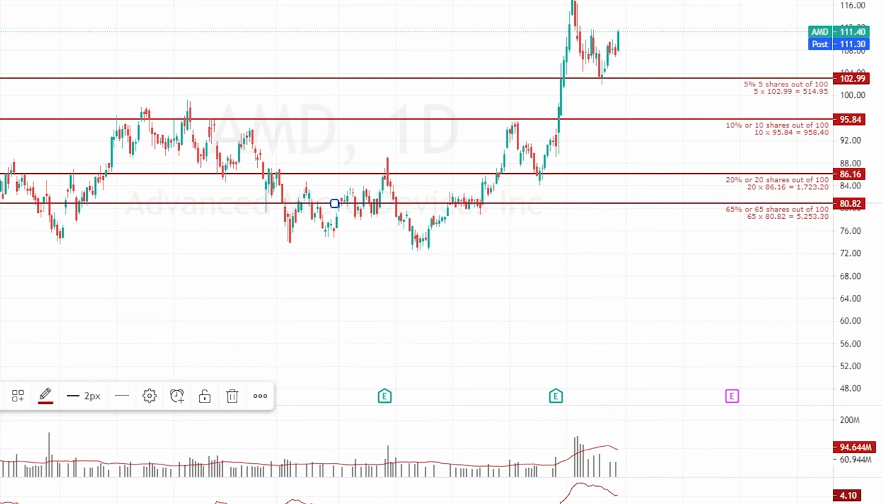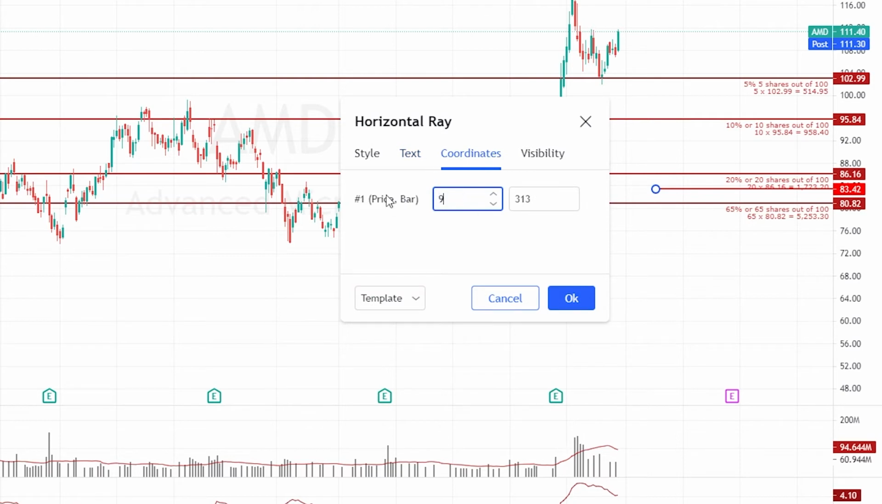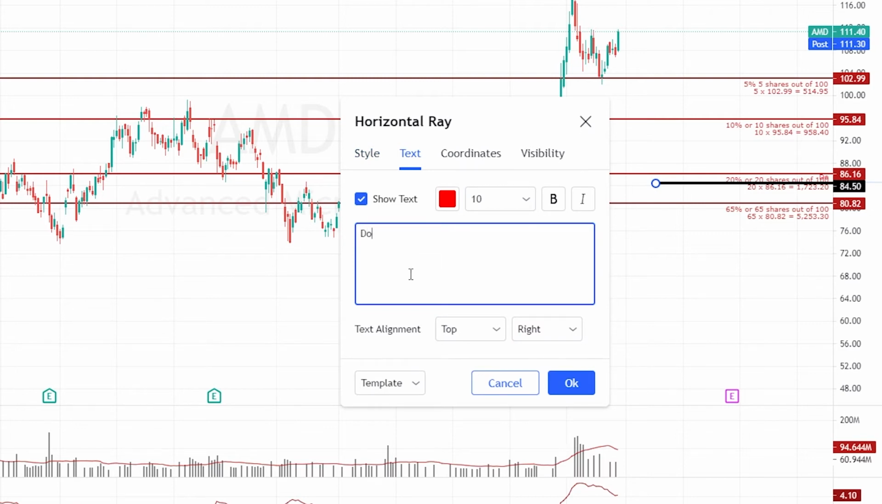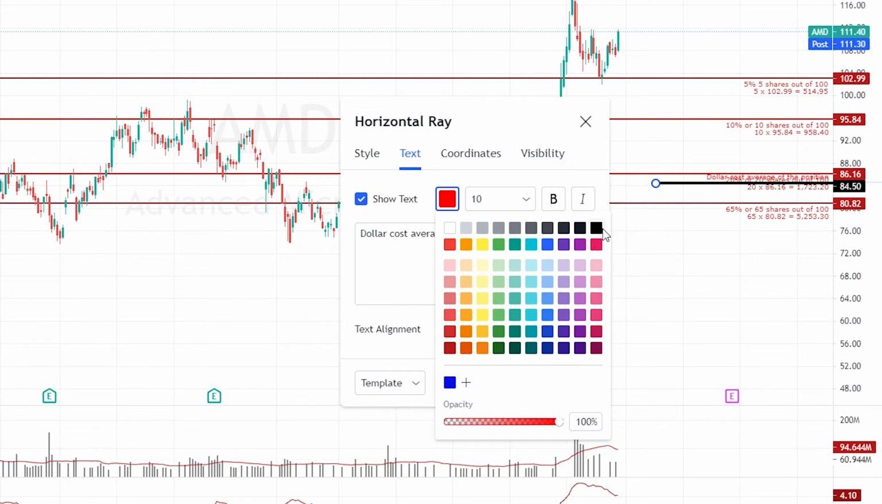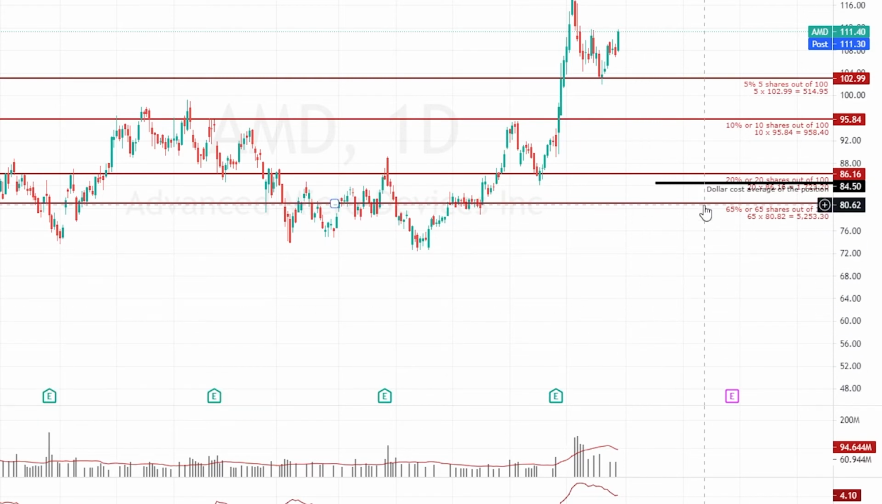So let's plot a line on the chart. There it is. So double click on this. I'm going to put the coordinates in, $84.50. Okay. I'm going to make that black so we can see it. I'm going to make it super big. There we go. And this is my dollar cost average of the position. Okay, I'm going to make that black as well. And I am going to move that to the bottom. So this is the final price once I get filled on this particular leg.